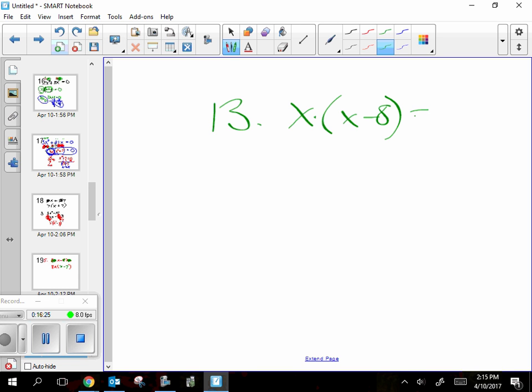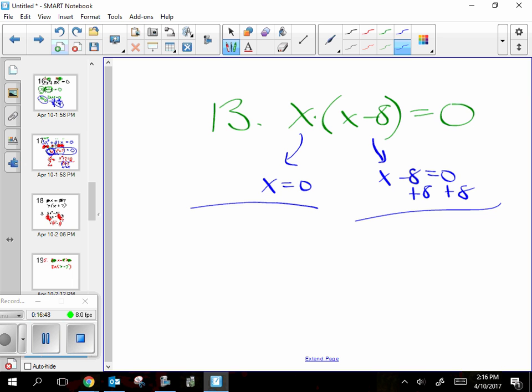And if I was going to do this one, I would think of it as 2 mini equations. X equals 0 and x minus 8 equals 0. And you can solve those like that. Come on, that's super easy. It may seem complicated because you have to write 2 things, but they're easy. You add 8 and you're done. X equals 0 is already x equals 0. I don't have to do anything to that, right?